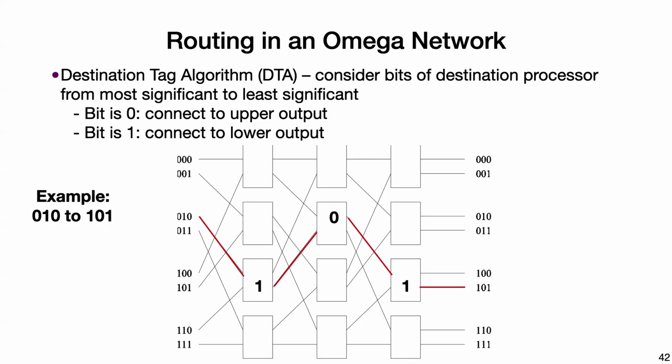We started at 010, which only connects to this box. The top bit is 1, so we output it on the bottom wire. The middle bit is 0, so we output it on the top wire. And then the bottom bit is 1, so we output it on the bottom wire. And now you can see that this output is 101. So it did route it to the correct processor.